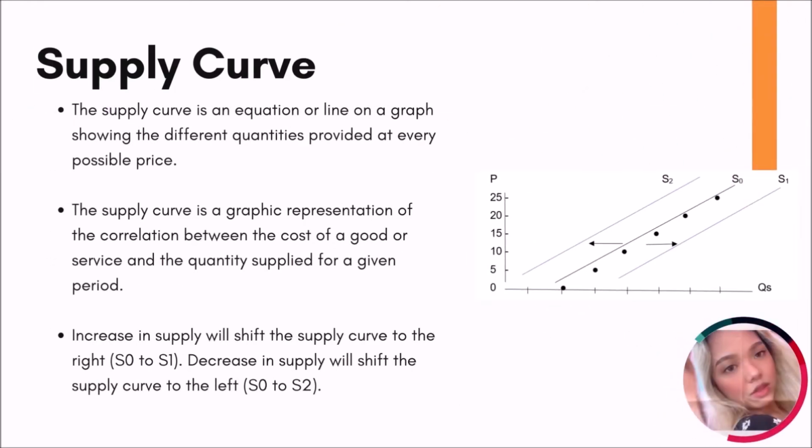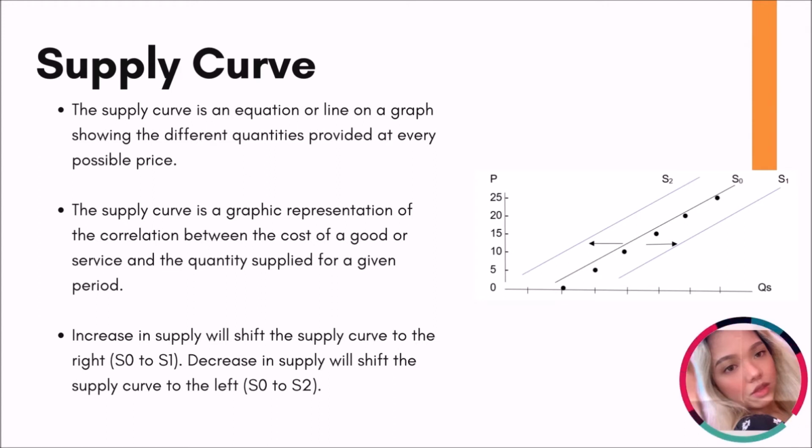Bringing the topic of discussion regarding supply and quantity supplied, the relation and difference of these two can be more elaborated with the help of what we call the supply curve. Quantity supplied refers to the amount of the good businesses provide at a specific price. So quantity supplied is an actual number, while economists use the term supply to refer to the entire curve. The supply curve is an equation or line on a graph showing the different quantities provided at every possible price.